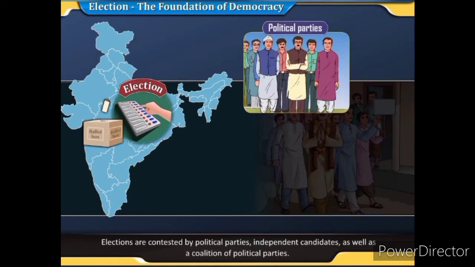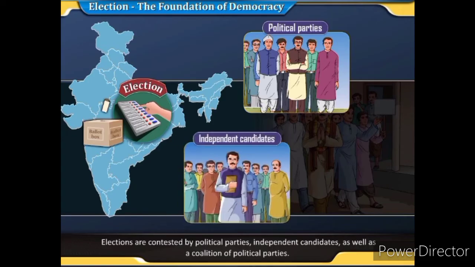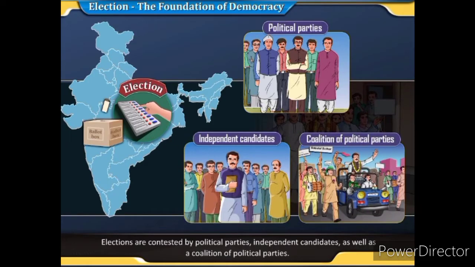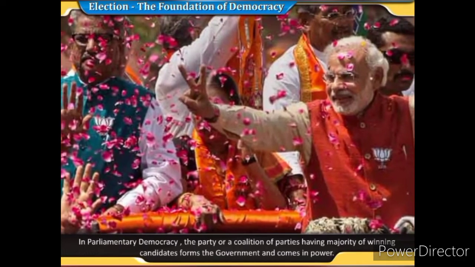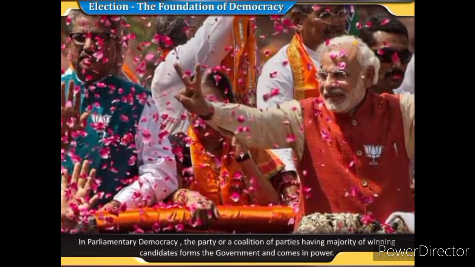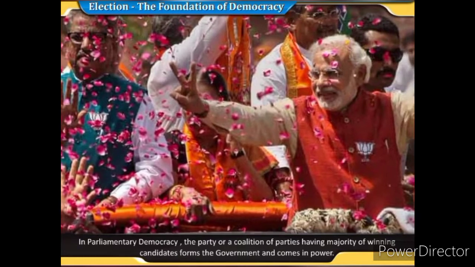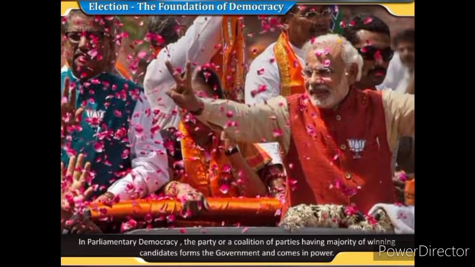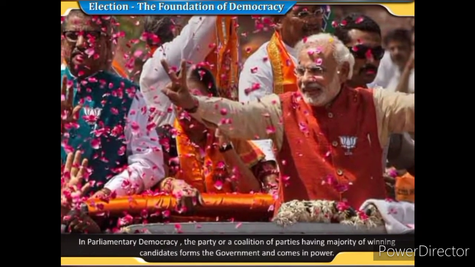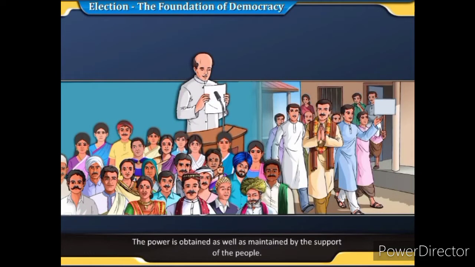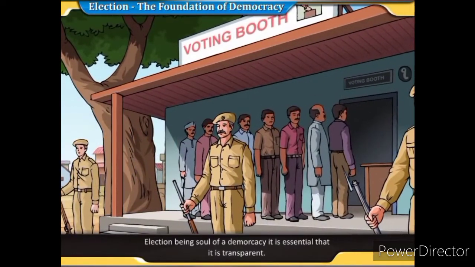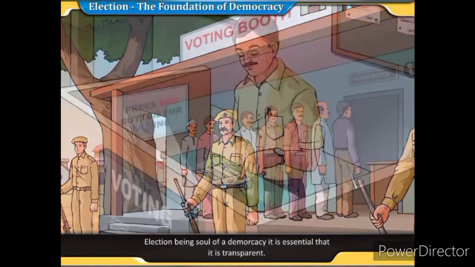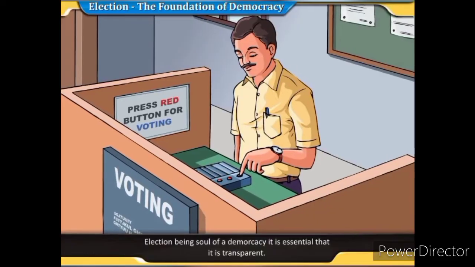Elections are contested by political parties, independent candidates, as well as a coalition of political parties. In parliamentary democracy, the party or a coalition of parties having a majority of winning candidates forms the government and comes in power. The power is obtained as well as maintained by the support of the people. Election being the soul of a democracy, it is essential that it is transparent.